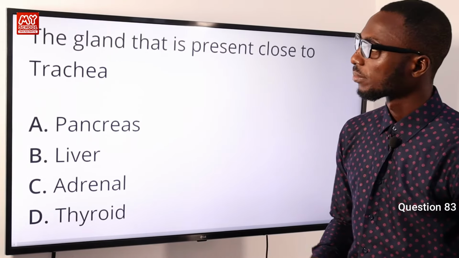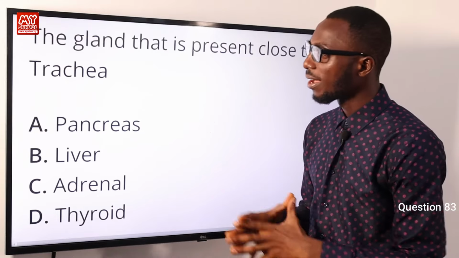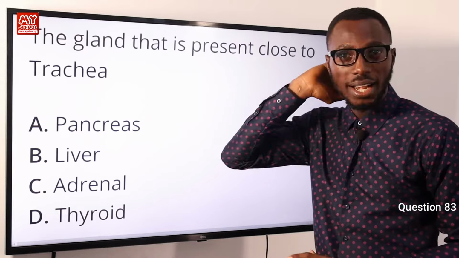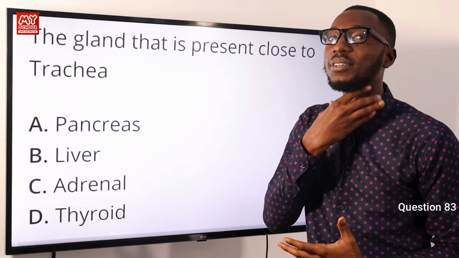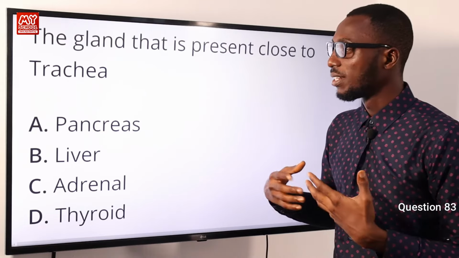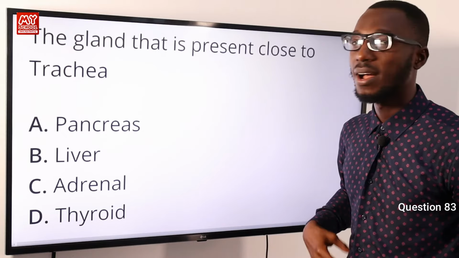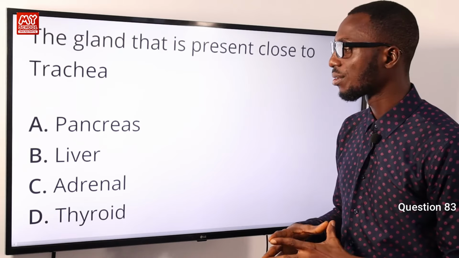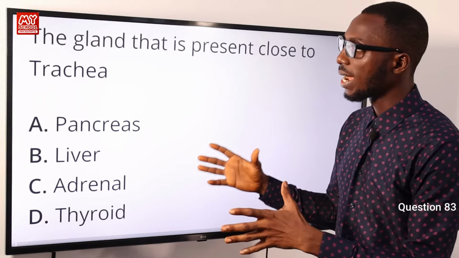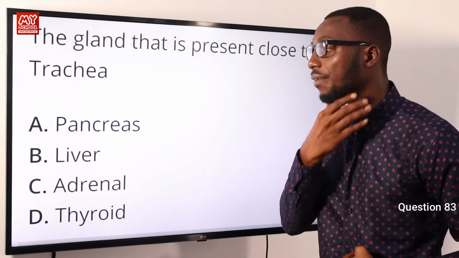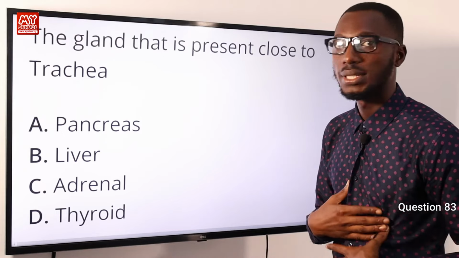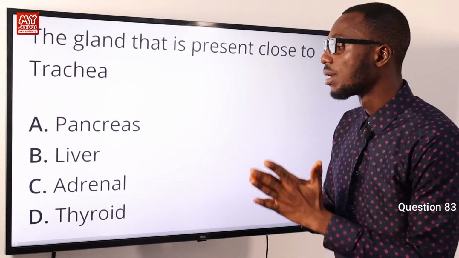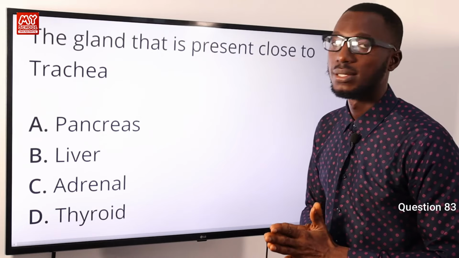Question 83. The gland that is present close to the trachea is what? Here we have the hypothalamus, the pineal, and the pituitary gland. We have the thyroid gland around here, very close to the trachea. And we also have the pancreas sitting somewhere around there. Then we also have the adrenal gland, that's very close to the kidney. We have the testes and the ovaries; the ovaries are for the females. So if we are going to identify which gland is closest, we have the pancreas here, we have the trachea here. The liver is somewhat around here, the adrenal somewhere around there, then we have the thyroid somewhere around here. So this makes option D very correct. The thyroid gland is the closest to the trachea.